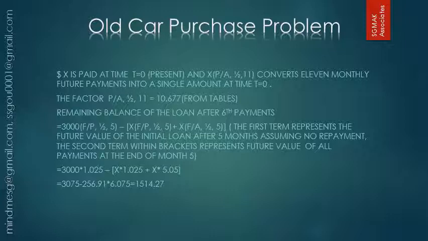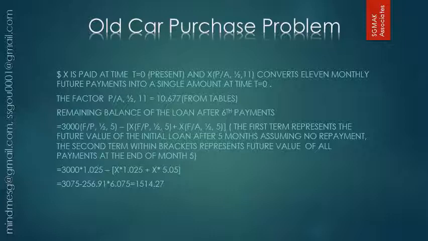Which is this equation with three terms. The first term is 3,000 times F over P, 1/2, 5. What it says is, if you didn't pay anything on the loan, at the end of 5 months, when you made the sixth payment, what would have been the amount of that loan? So you're finding the future value of $3,000 at 0.5% per month interest, at the end of 5 months. Remember, end of 5 months is when you made the sixth payment.